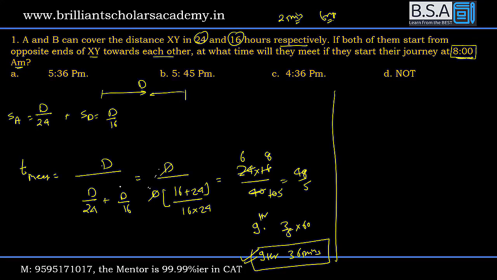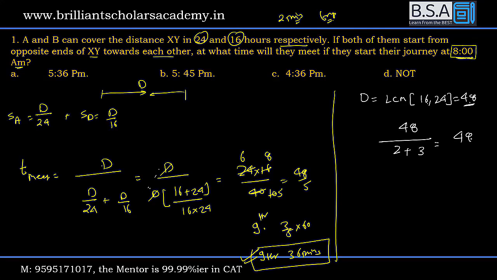The value of distance does not matter. If the value of distance does not matter, why should I not assume a good number? The LCM of both numbers is 48. If I assume the distance is 48, what is the speed of the first vehicle? 48 by 24, the speed is 2. Speed of the second vehicle, 48 by 16, speed is 3.